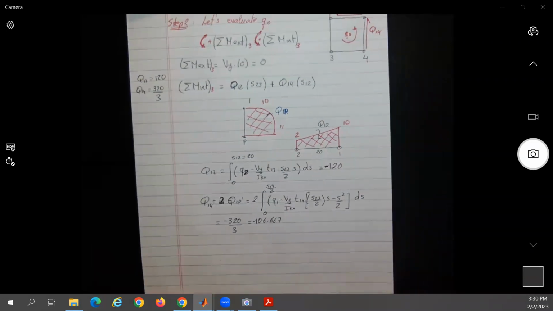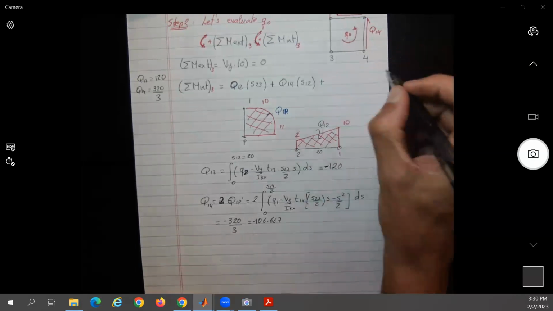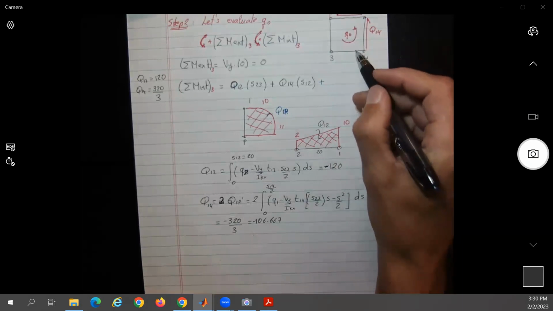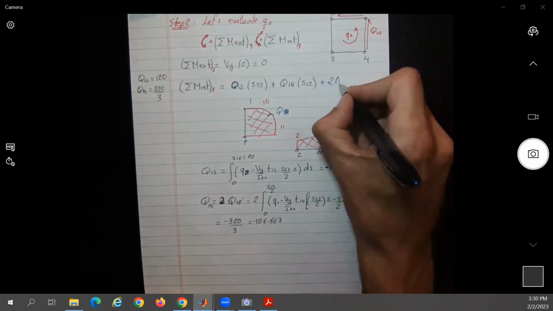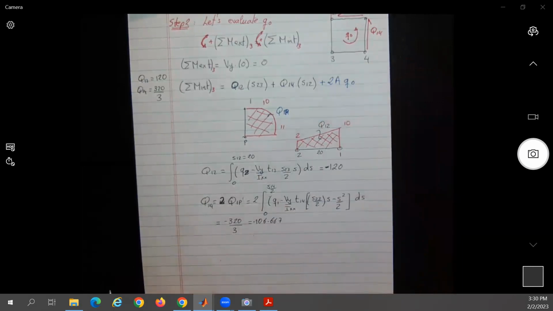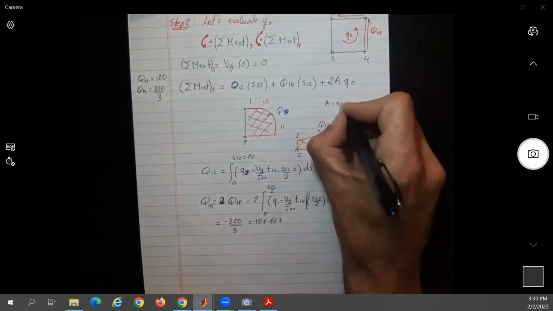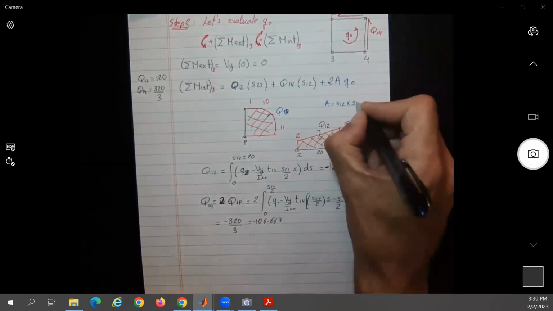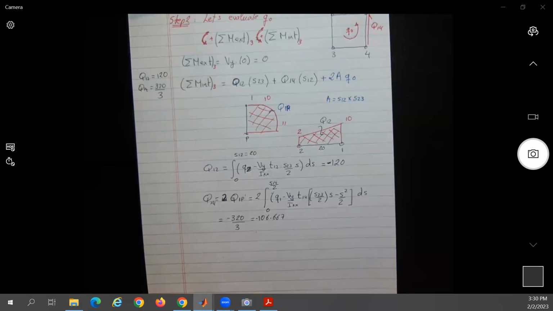But let's not. What do we have over here? The Q sub naught. So what is the moment created by the Q sub naught is A sub naught, no? Remember on the cross section, what will be A? S12 times S23.